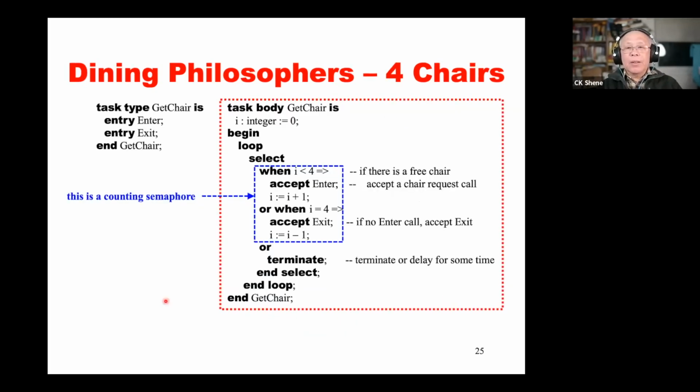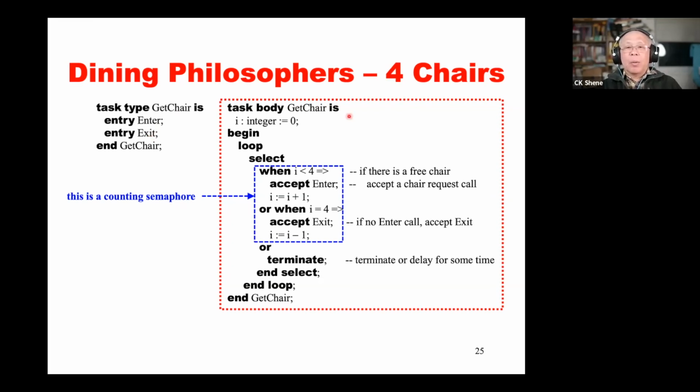Now let's take a look at the 4-chair version of the philosopher. Again, because we have a chair, we run that chair as a task. So this task is referred to as getchair. We have an entry call enter, that's I want to take a chair, and entry call exit. I'm done with eating. I leave the chair.